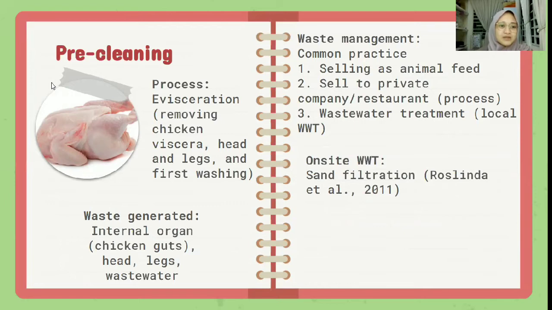Okay, thank you, Liana. I will explain about the pre-cleaning process of fried chicken. The pre-cleaning process is basically evisceration, which is the removing of chicken viscera, head, and legs, and the first washing before the final product. The waste generated during this process is obviously the internal organ, the head, leg, and the wastewater.